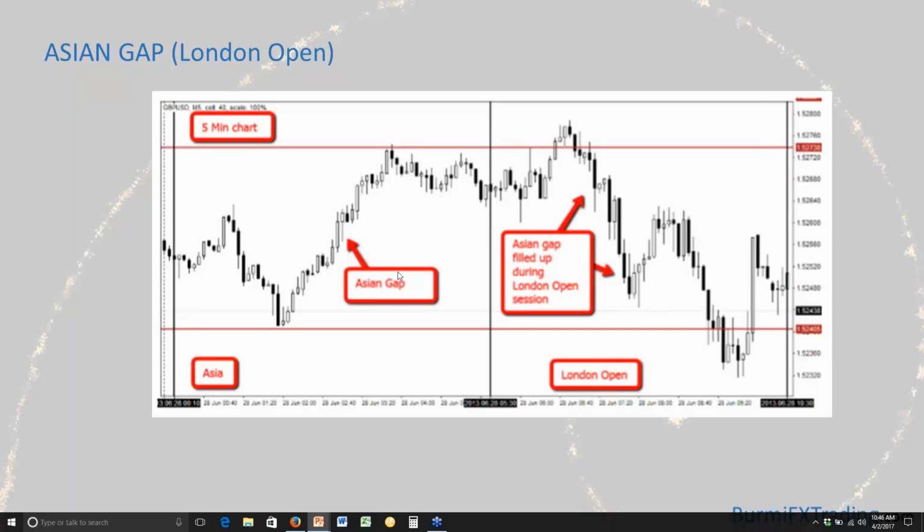Now we have two things. We have open spike, we have false breakout, we take a sell trade, we take our profit on the bottom side. You can do the same thing here.